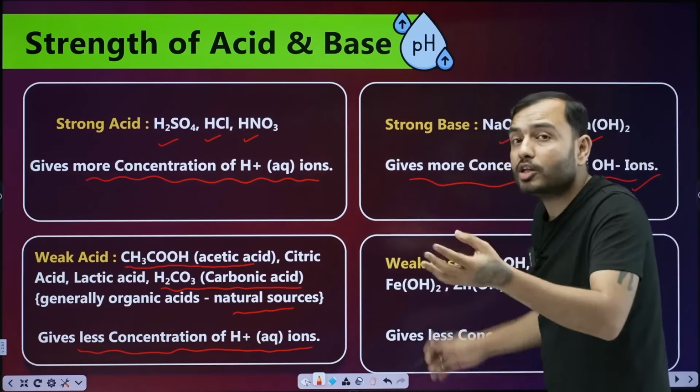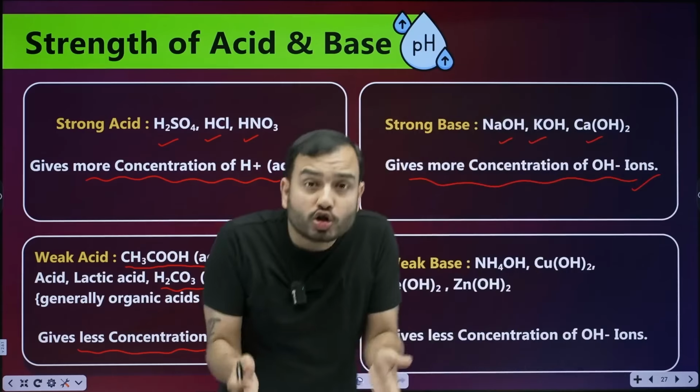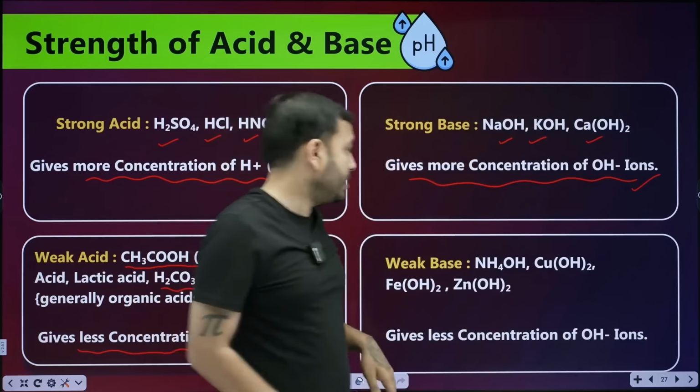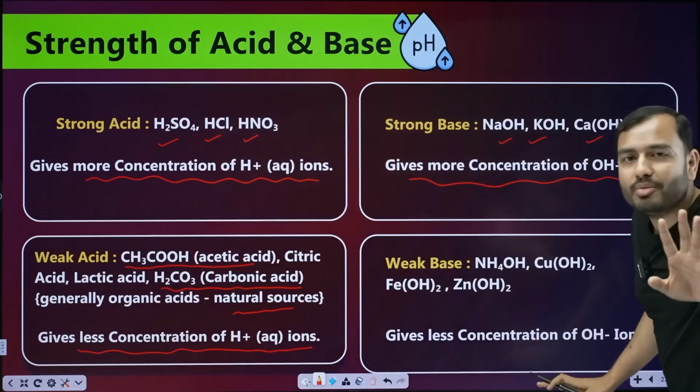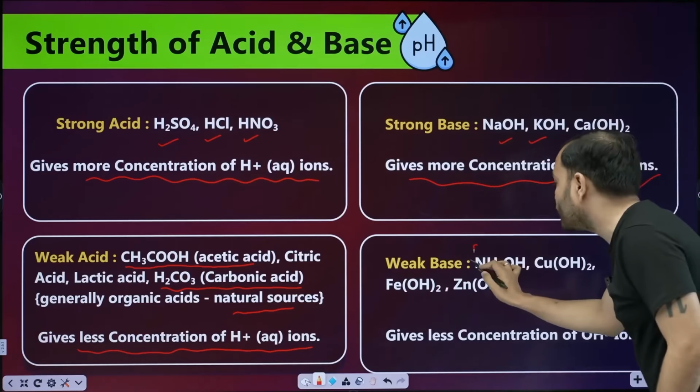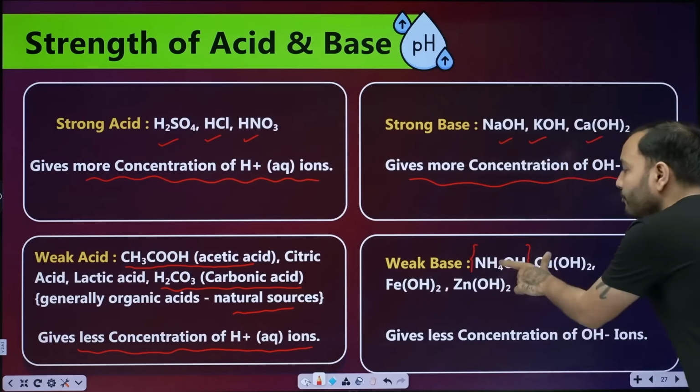What are bases? They give OH minus. So why are they strong? Because they give a lot of OH minus ions. Okay, which are weak bases? Besides these, anything you can write in an exam is a weak base. But remember one: NH4OH. How is this weak?